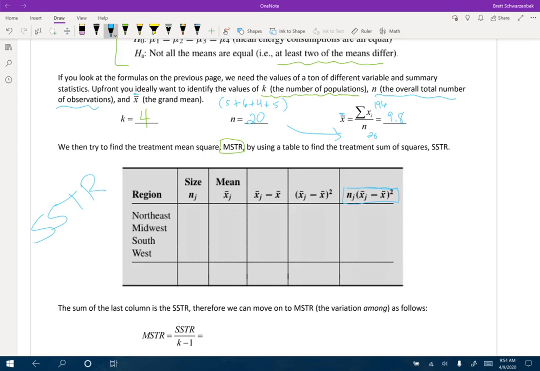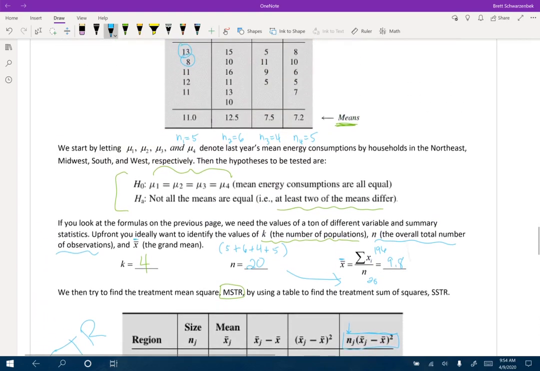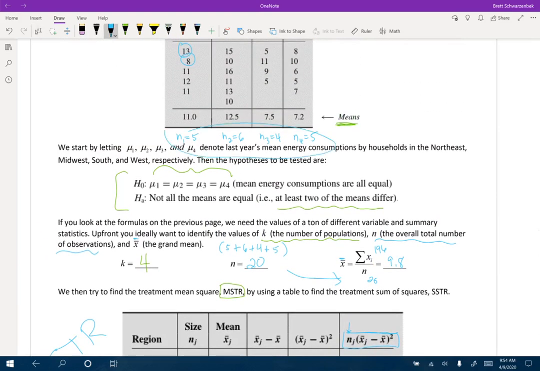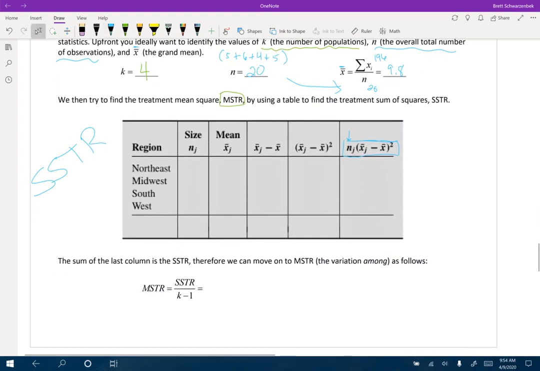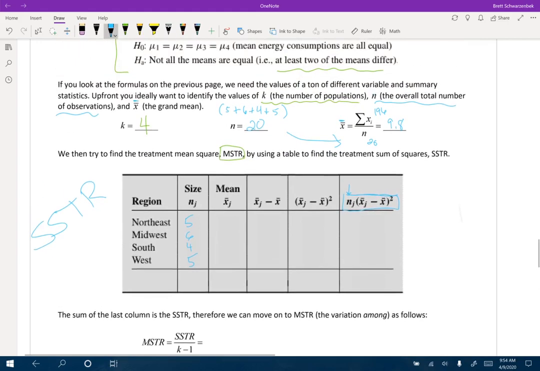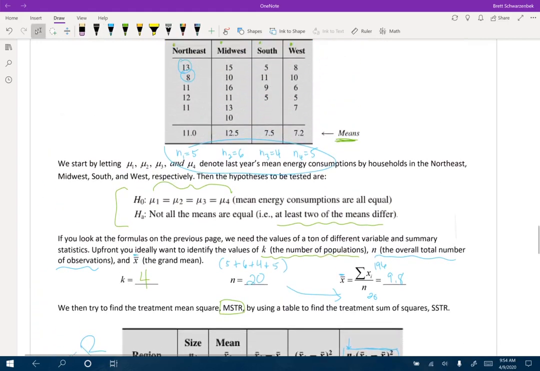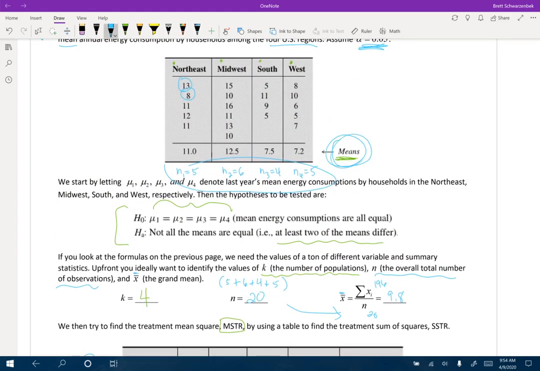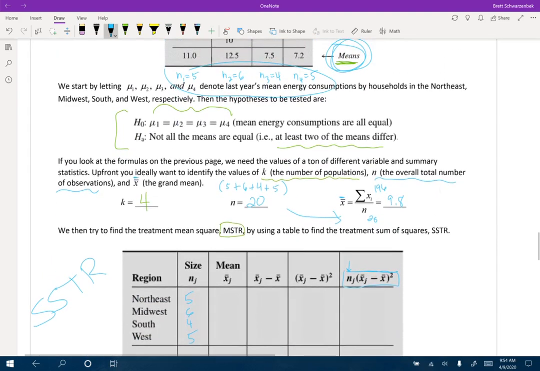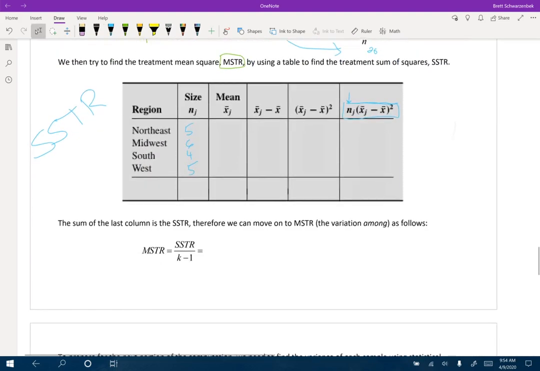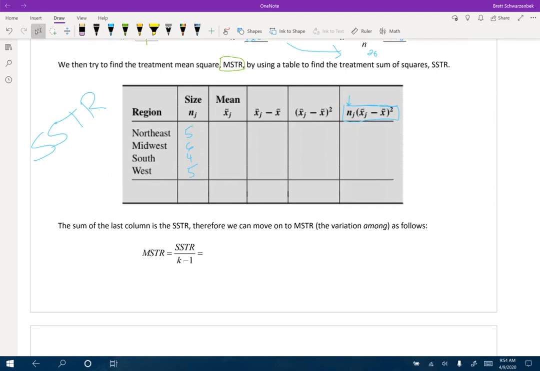So our first variable we need is n. We need the sample size for each region. Note I already did that. It's 5, 6, 4, 5. So we put it in. We're also going to need the mean for each value. Well, that was also calculated for you. It was 11, 12.5, 7.5, and 7.2.